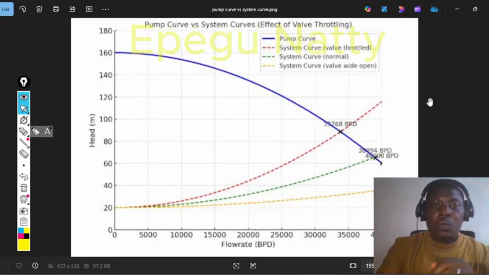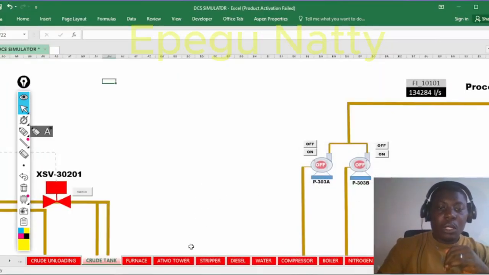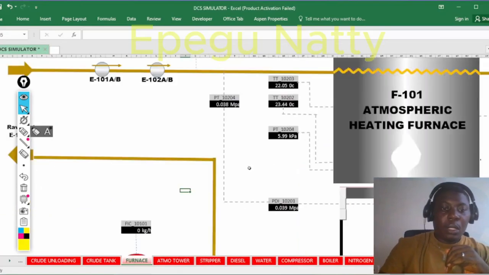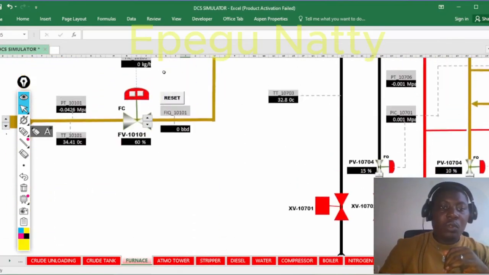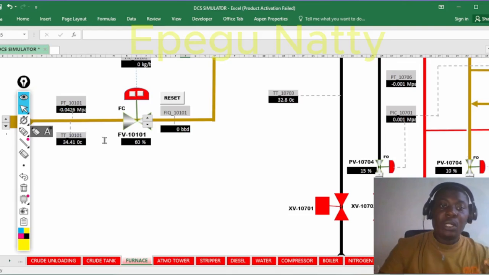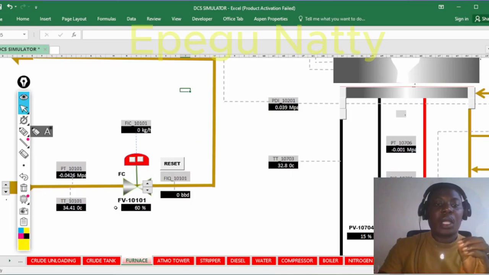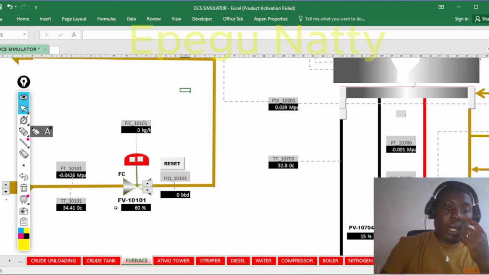Now let's look at the control valve. We all know that the control valve, like what we have here, is the regulator of the flow. I think I've demonstrated now: when you open the control valve, you have more flow going in. So this means that the control valve is the regulator of the flow that enters our line.